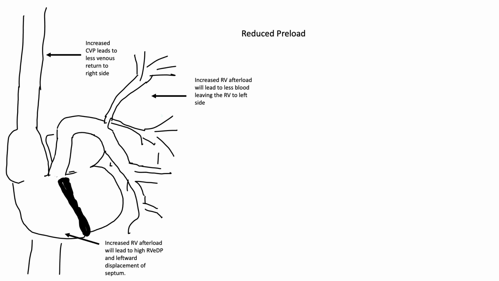Another thing is we see increased RV afterload, right? Because we have all this positive pressure in the pulmonary circuit, it's going to cause more afterload for the right ventricle. So therefore, it's giving less blood over to the left ventricle. So there's another reason we're decreasing preload. And lastly, once we have this increase in our right ventricle afterload, we get this high right ventricular end diastolic pressure. So that pressure in there is getting higher and higher, which causes this leftward displacement of the septum. So we even get less preload into the left ventricle. So it can be helpful there as well.